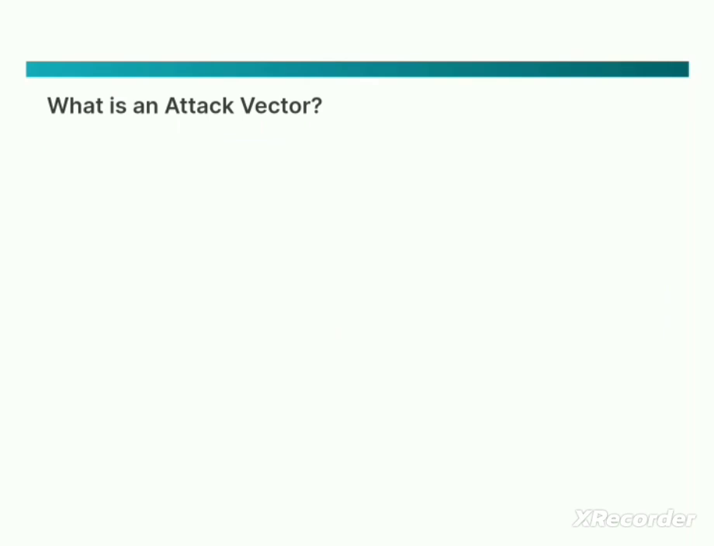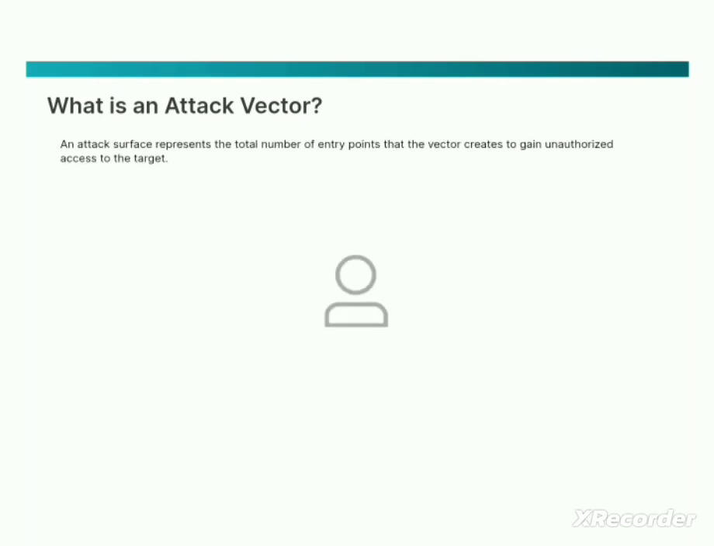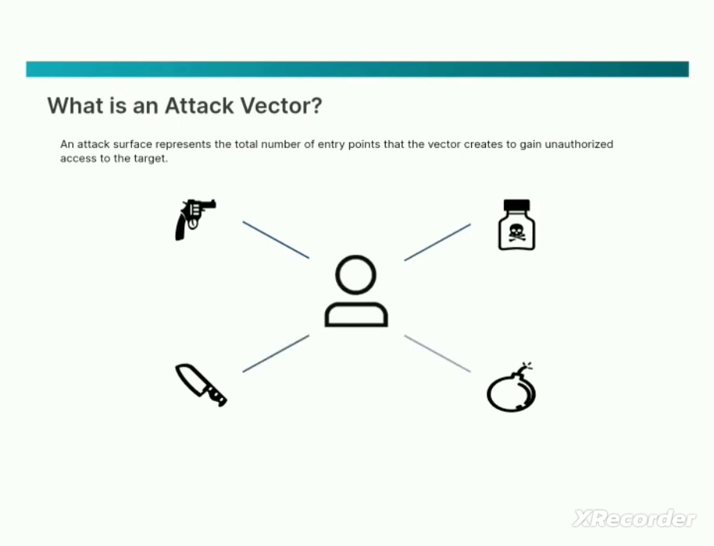Learning the difference between an attack vector and an attack surface is also important. While an attack vector is the method used to attack a target, an attack surface represents the total number of entry points that the vector creates to gain unauthorized access to the target. In addition, the attack surface can expand or contract due to circumstances.